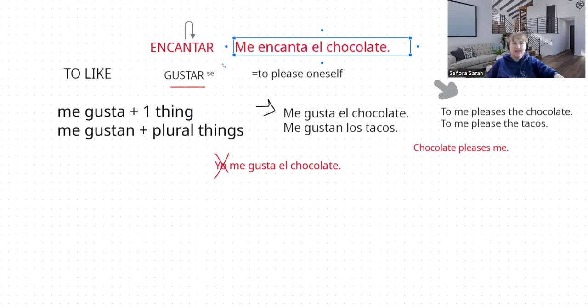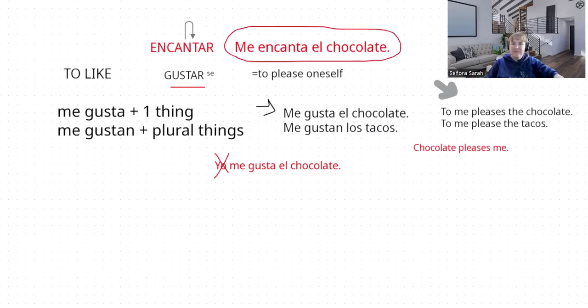Now, if we're going to translate literally, what do you think this sentence actually means? If you were to translate word for word, let's think about it. Maybe you're thinking chocolate loves me? Yeah, because I didn't tell you what encantar actually means, right? It means to me enchants the chocolate. Yes, chocolate enchants me. Now you understand the meaning of the movie Encanto. It means enchantment or enchanted.